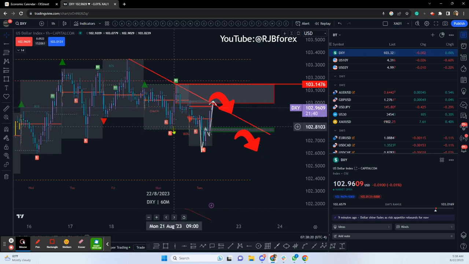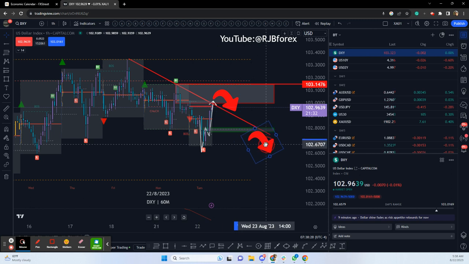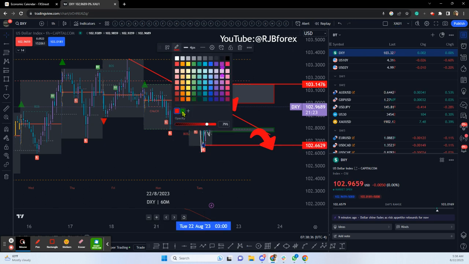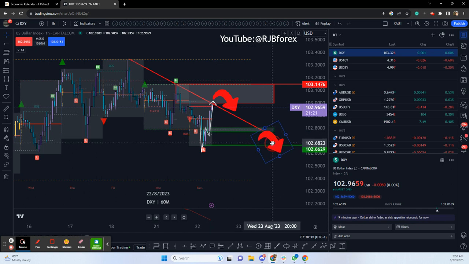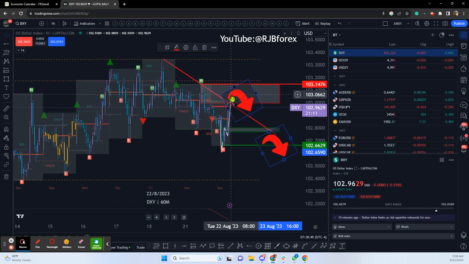All right, so that's what we're looking for in the US dollar. We want it to remain under pressure as it comes up, meeting supply, and then eventually breaking these lows today, whether that happens today or later in the week. If we get back above 103.15, then that bearish thesis starts to erode.